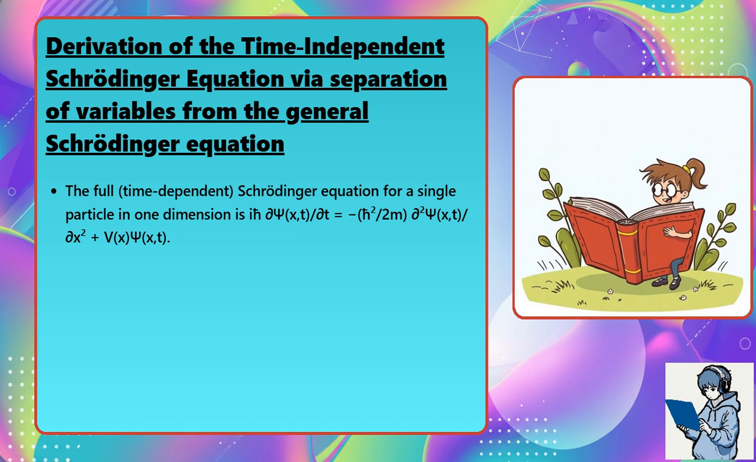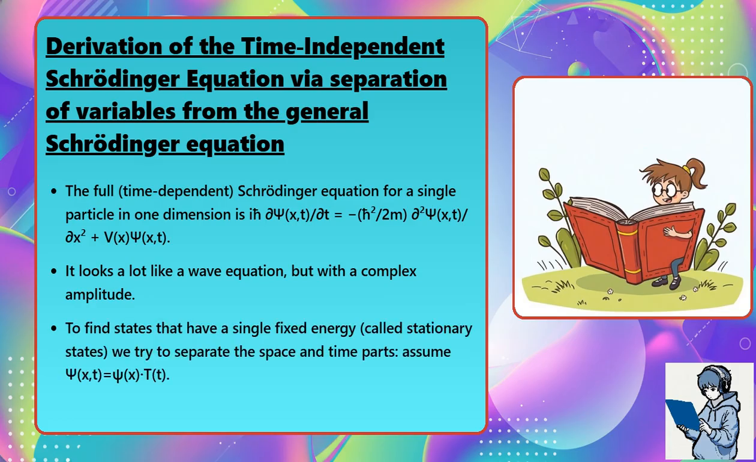The full time-dependent Schrödinger equation for a single particle in one dimension is iħ ∂ψ(x,t)/∂t equals negative ħ²/2m times ∂²ψ(x,t)/∂x² plus V(x)ψ(x,t). It looks a lot like a wave equation but with a complex amplitude.